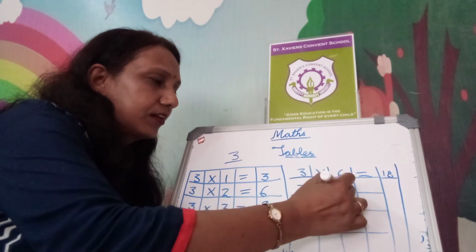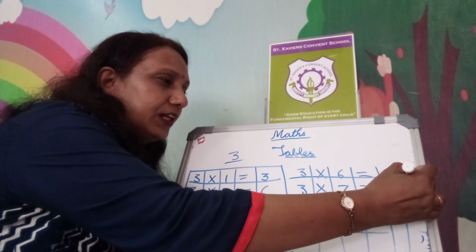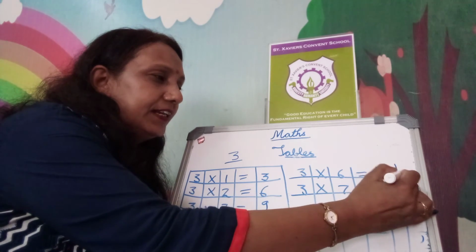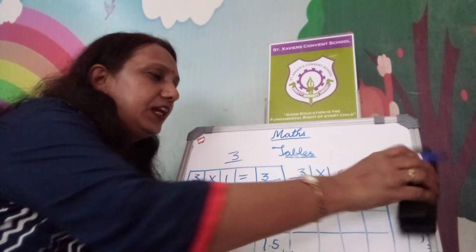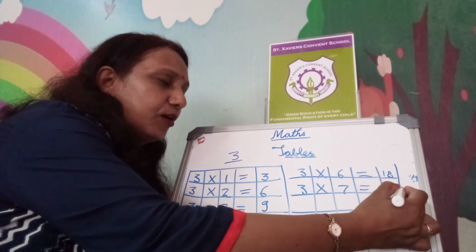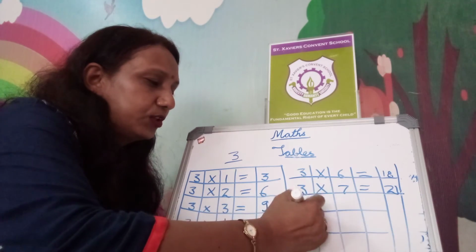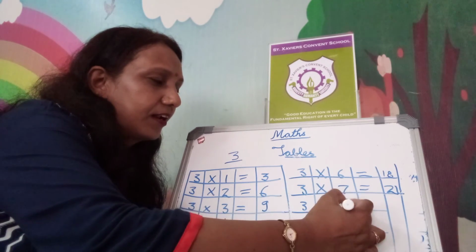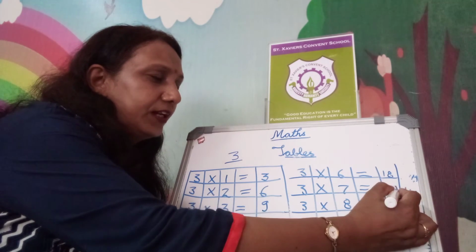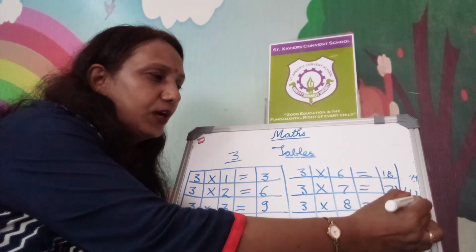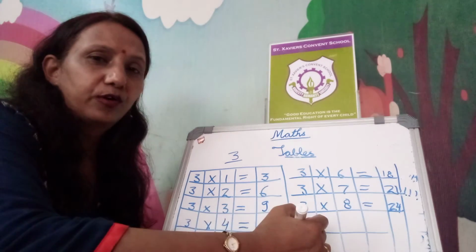3 7s are, add 3 more. 1 2 3, 18 19 20 21. 3 7s are 21. Now 3 8s are, add 3 more. 21 22 23 24. So 3 8s are 24.